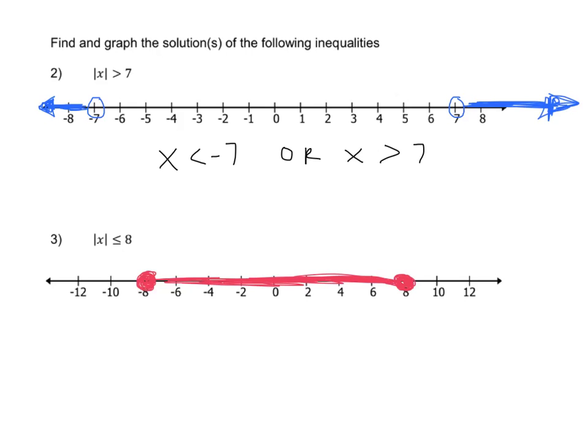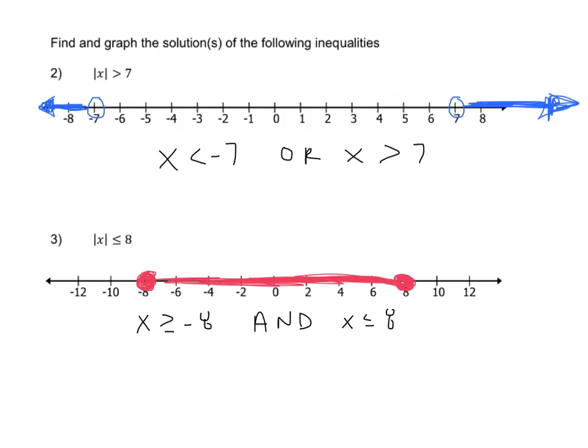Again, the key is to think about this in terms of distance. Whatever numbers we can use for x, their distance has to be less than or equal to 8 spaces away from 0. So here is the graph of our solution, and this is an AND statement. These numbers are bigger than or equal to -8, and at the same time they're also less than or equal to 8.